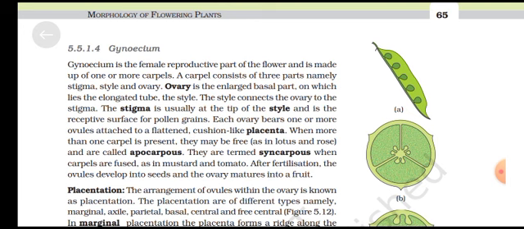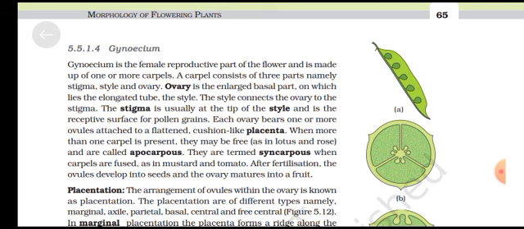Gynoecium is the female reproductive part of the flower and it is made of one or more carpels. A carpel consists of three parts, namely stigma, style, and ovary. Ovary is the enlarged basal part on which lies the elongated tube, the style. The style connects the ovary to the stigma. The stigma is usually at the tip of the style and is the receptive surface for pollen grains. Each ovary bears one or more ovules attached to a flattened cushion-like placenta.